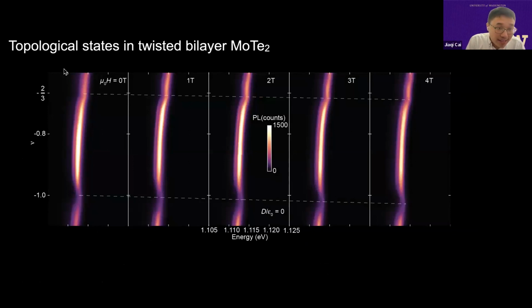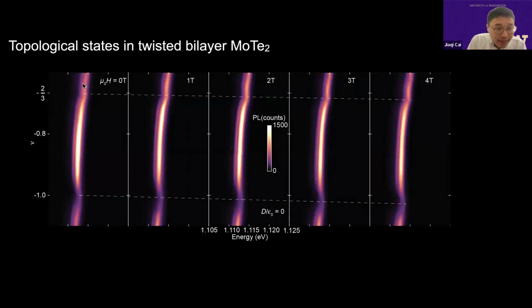X-axis is energy, Y-axis is doping. But now we are changing the magnetic field and retaking this data again and again. So now I can eyeball it. It starts to shift, right? So it has some topology there. That's good, but we need a detailed data analysis to actually extract the slope.